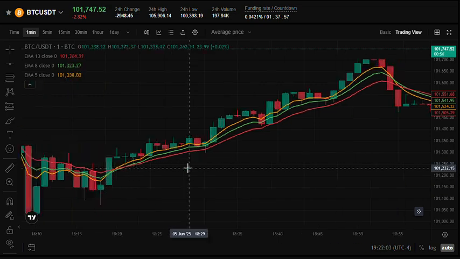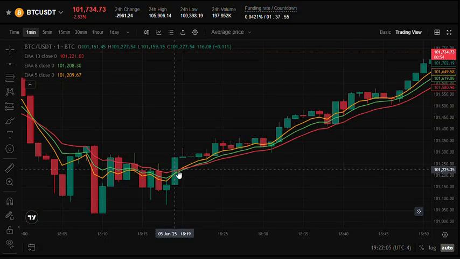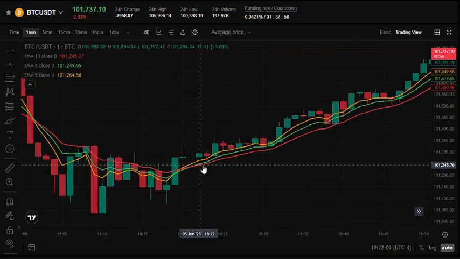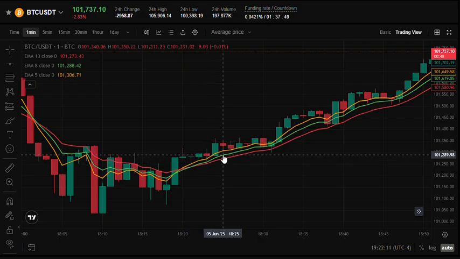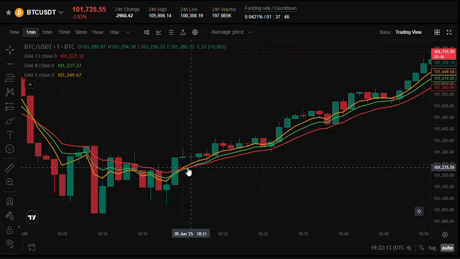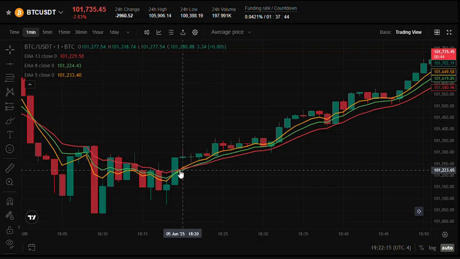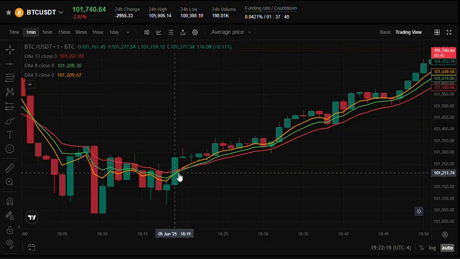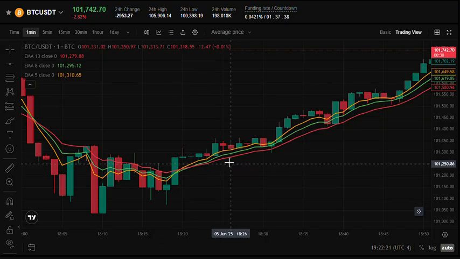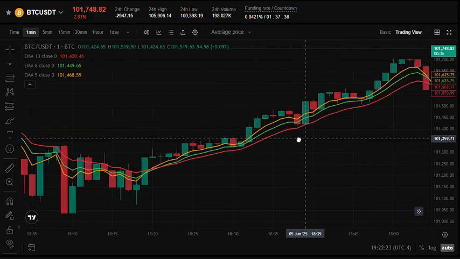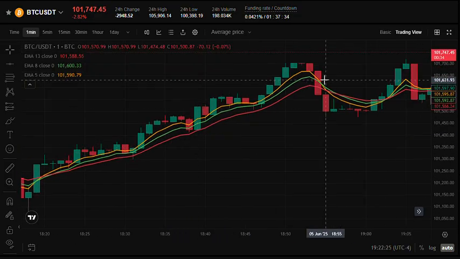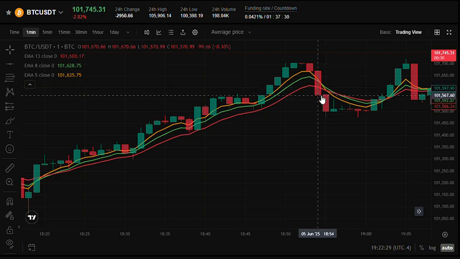So for instance, here we can see that the 5 crossed over the 8 and 13, and then the 8 was on top, right? So that was indicating that we are going to take a long, and we would have taken a long right here after this crossover, right? And we would have ridden this long all the way until we saw this next crossover where the 5 crossed over both lines, and we would have gotten out here, okay?